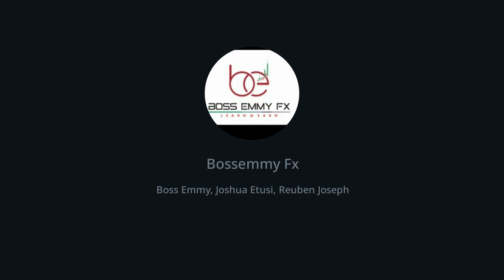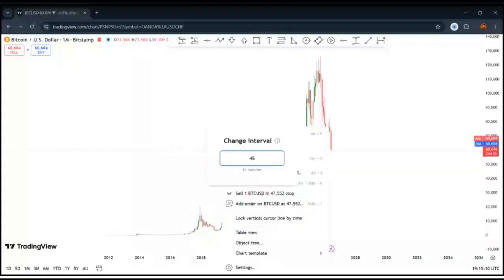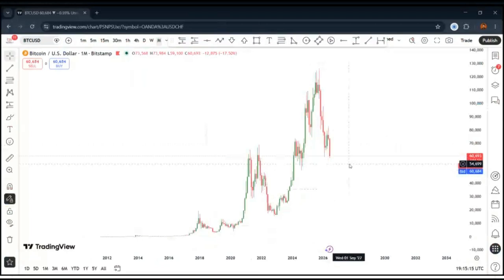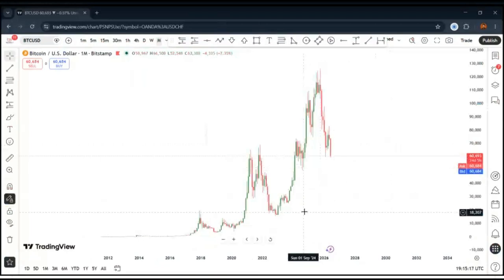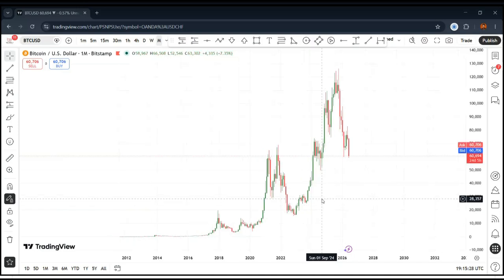So this is the monthly time frame for BTC USD. When you see this on the 1 month time frame, it clearly shows us the whole picture of what BTC USD has been doing. So that is the essence of going to the higher time frame.